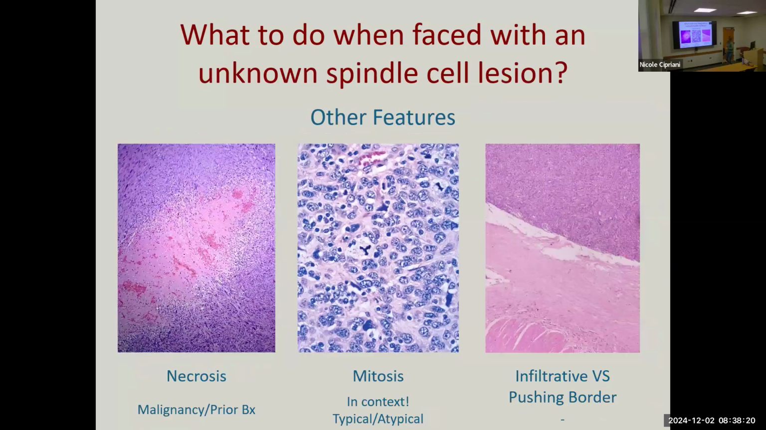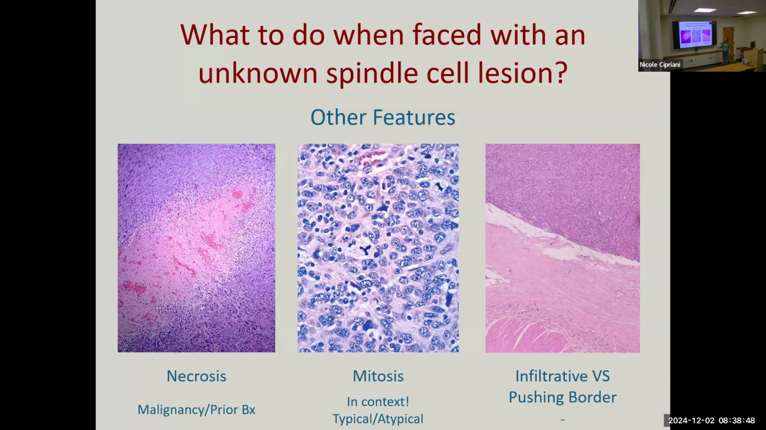We always want to look for things like necrosis. This could imply malignancy. It could imply prior biopsy, so always check for prior biopsy. Or it could imply some other trauma. We often see necrosis in some benign bony lesions of kids that have undergone pathologic fracture, even if it's a benign bony tumor, right? So necrosis doesn't always mean malignancy, but it could.